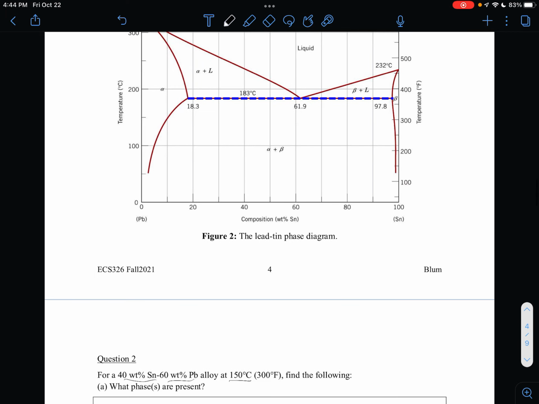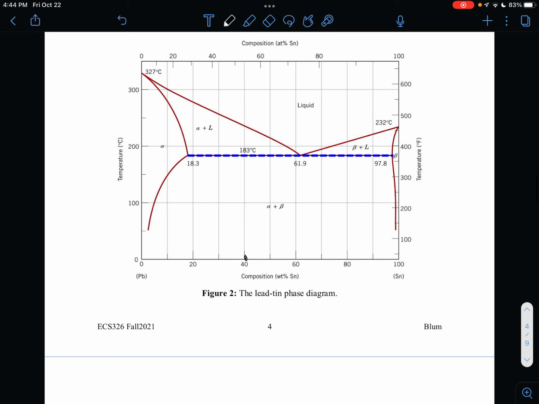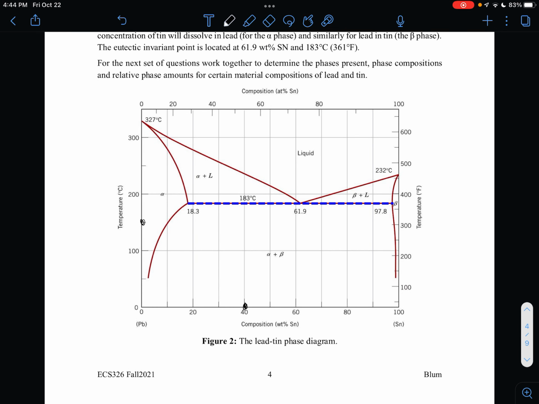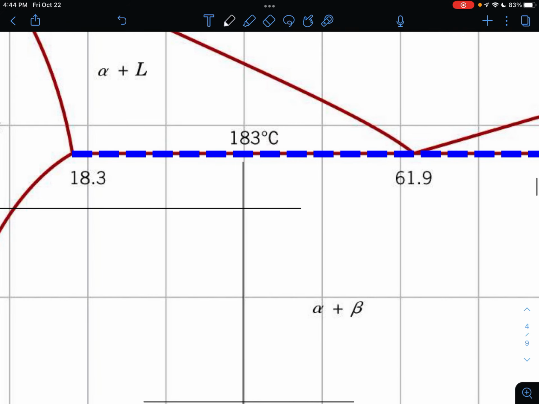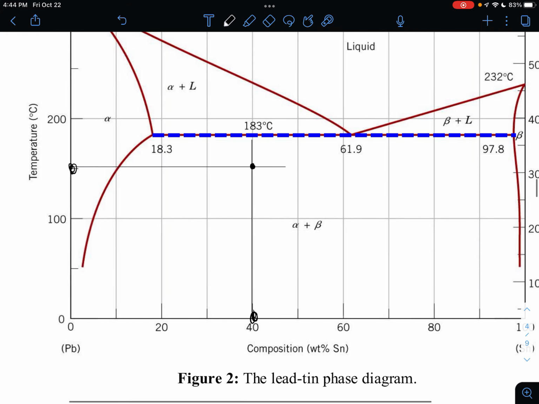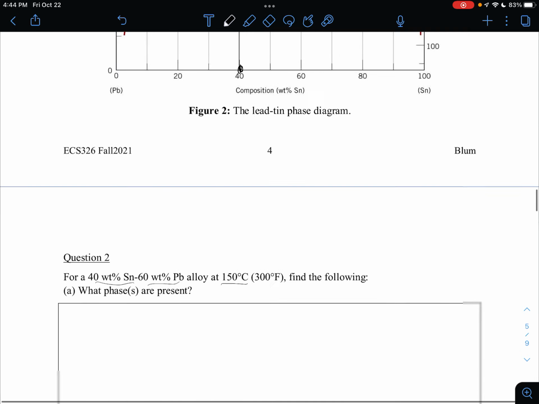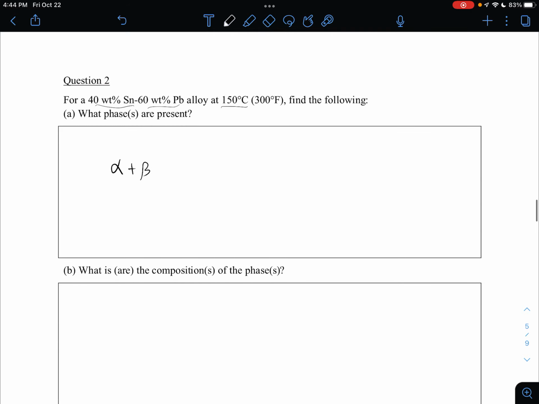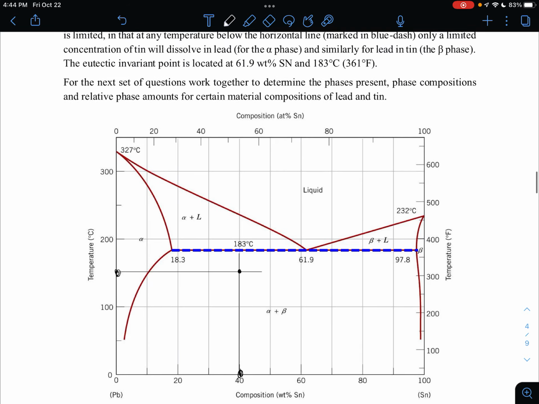So first, our 40% tin here. We have our 150 degrees Celsius over here. So we're just going to find where these two intersect. They intersect right here, which is within our alpha and beta region, which means that those are going to be our two phases present, alpha and beta.